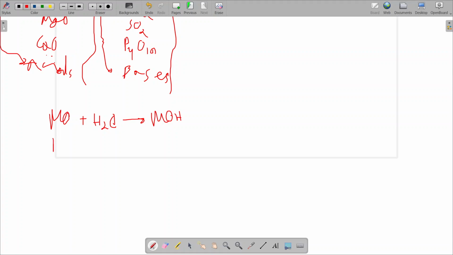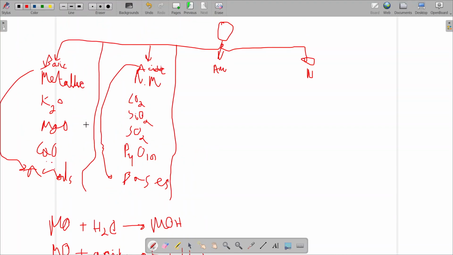And metal oxides, MO, plus an acid reacts to give salt, which I'll say as S, plus H2O. Okay, so this is for the basic oxides.